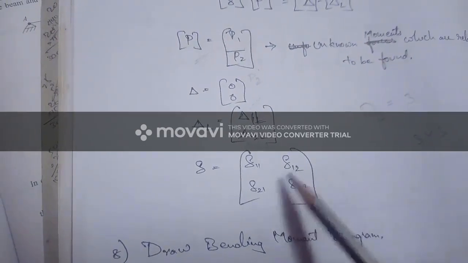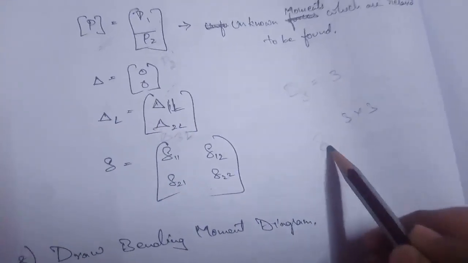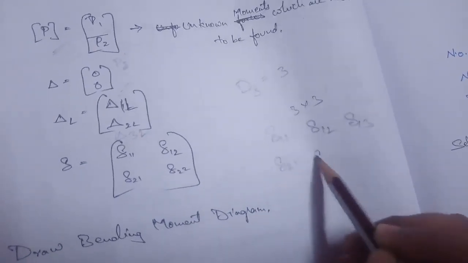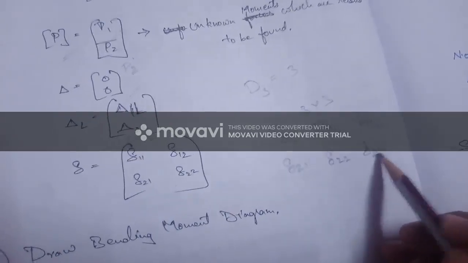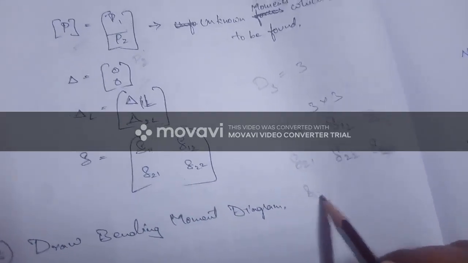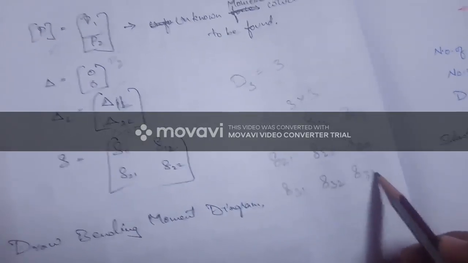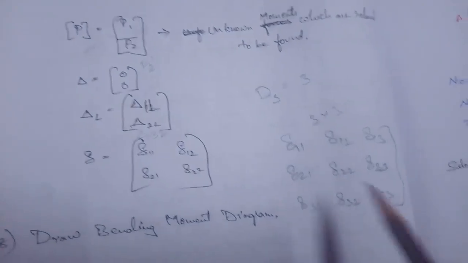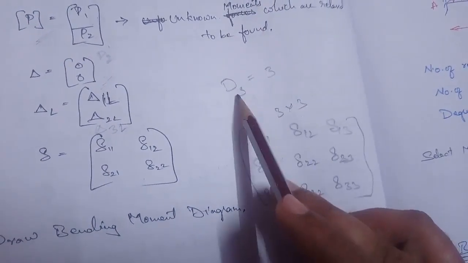delta 1 1, delta 1 2, delta 2 1 and delta 2 2. If you have a 3 by 3 matrix, then delta 1 1, delta 1 2, delta 1 3, delta 2 1, delta 2 2 and delta 2 3, and delta 3 1, delta 3 2 and delta 3 3. So this is the matrix form of 3 by 3 if we have a static indeterminacy of 3.